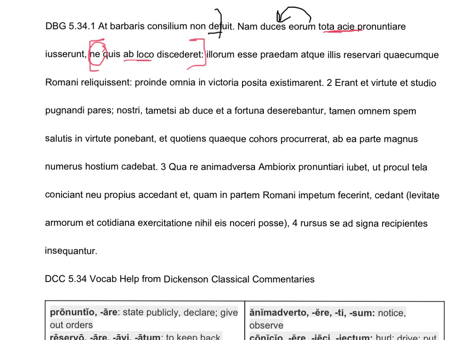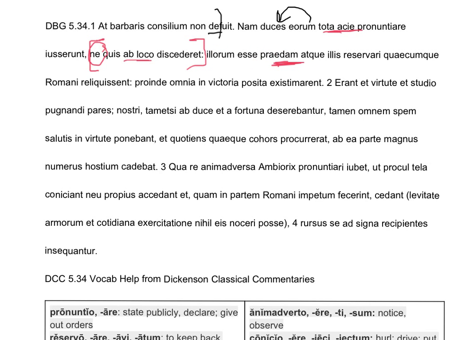Well, how can we tell? Well, we're talking about what the leaders said to the barbaric soldiers, so it would make sense to assume that we are in indirect statement. So the subject of esse is the accusative praedam, because in indirect statement, you need an accusative subject for an infinitive verb. So the plunder, they're announcing, the bad guys are announcing that the plunder is theirs, i.e. whatever plunder they should happen to acquire from killing off the Romans is theirs, belonging to the barbarians. So they're saying, look, the plunder is theirs.